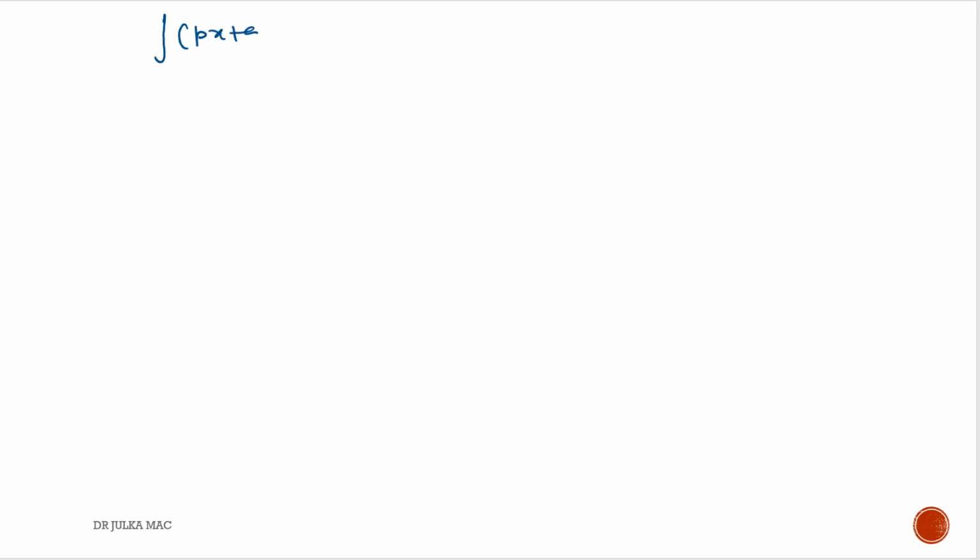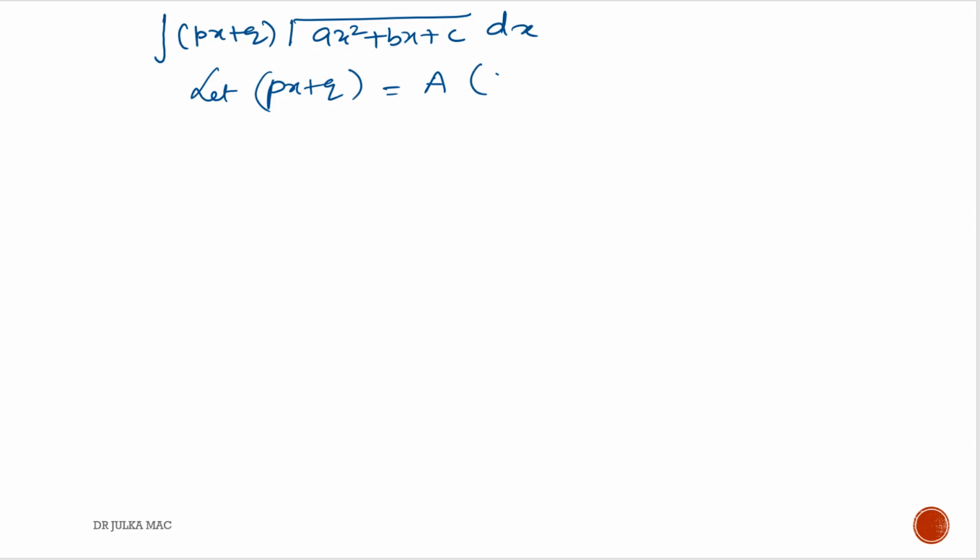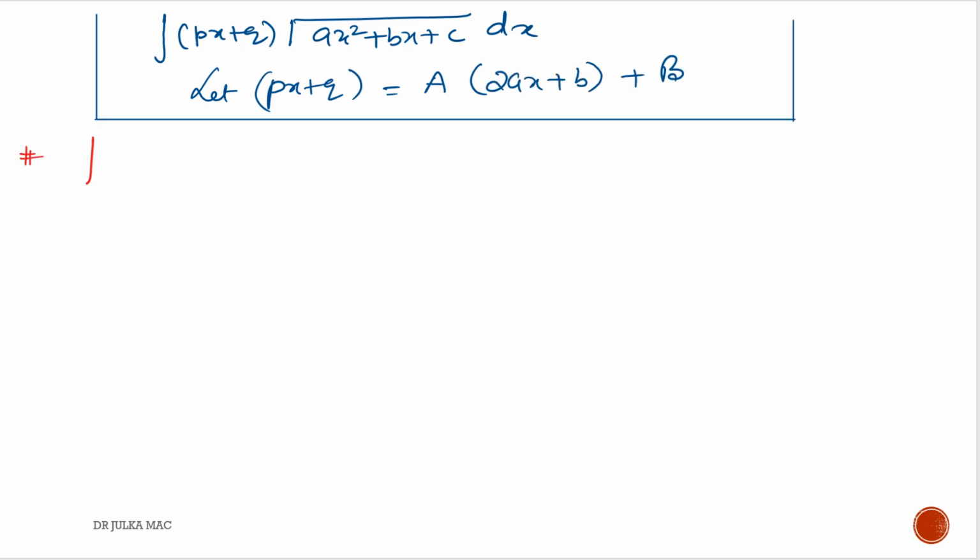Next point, whenever we have a quotient in the form of (px plus q) multiplied by the root of ax square plus bx plus c, and px plus q is not equal to the derivative of ax square plus bx plus c, then we assume px plus q equals a times the derivative of ax square plus bx plus c, plus b.